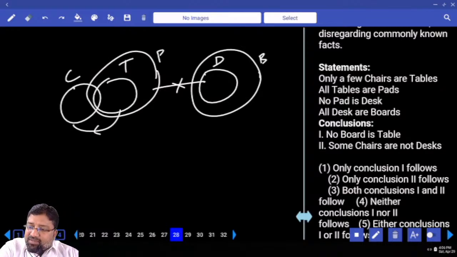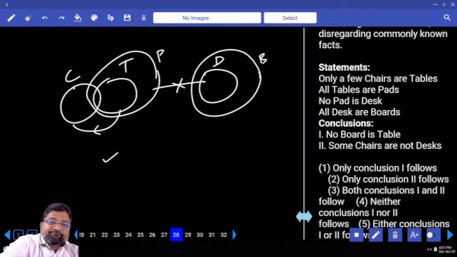What is the first one? No board is a table. Yes, no board is a table. Obvious, right? What is the complementary? No board is a table means some boards are tables. This is a good point. Can board touch table? That is my question. You need to reply to me.